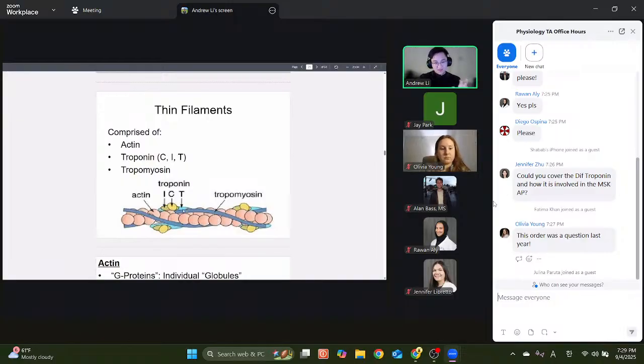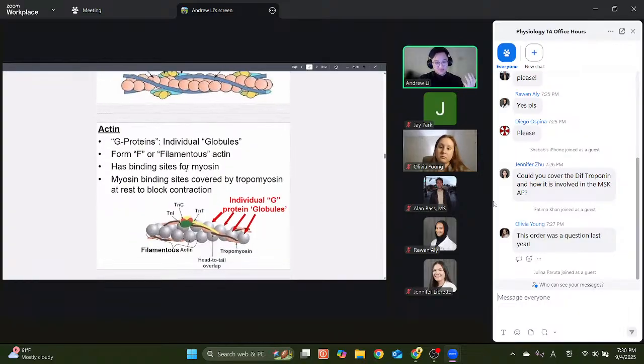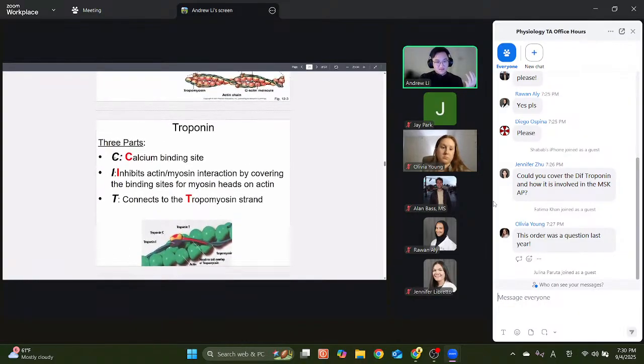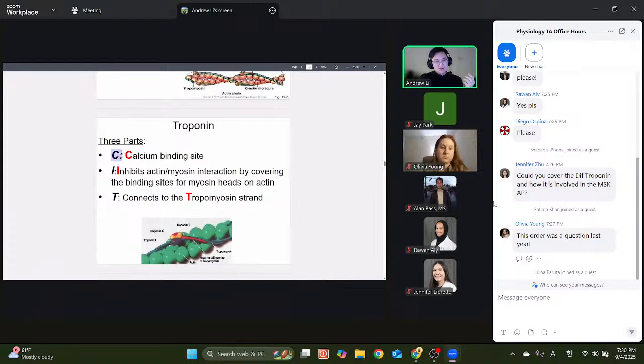So this is how all muscle is at rest. And there's also this protein called troponin that has three subunits right here, the C, I, and T. C for calcium, it's the calcium binding site. I for inhibitory, it's the part that covers the head, so it inhibits movement. And T, this stands for tropomyosin. It connects to the tropomyosin strand, which is blocking all the binding sites.